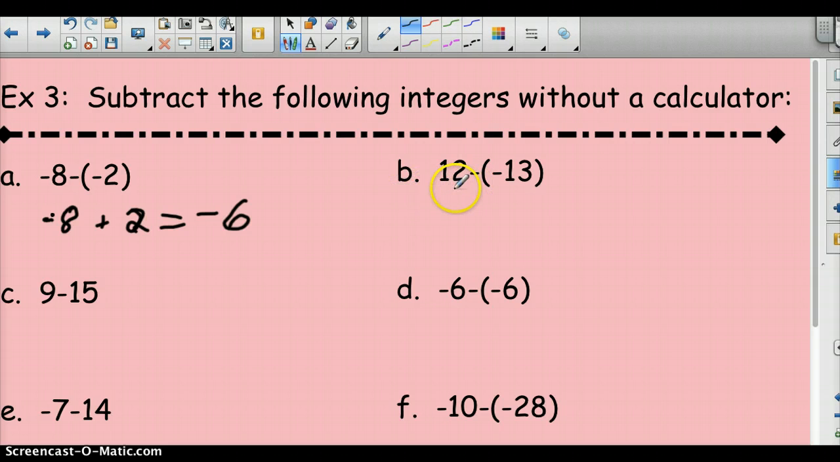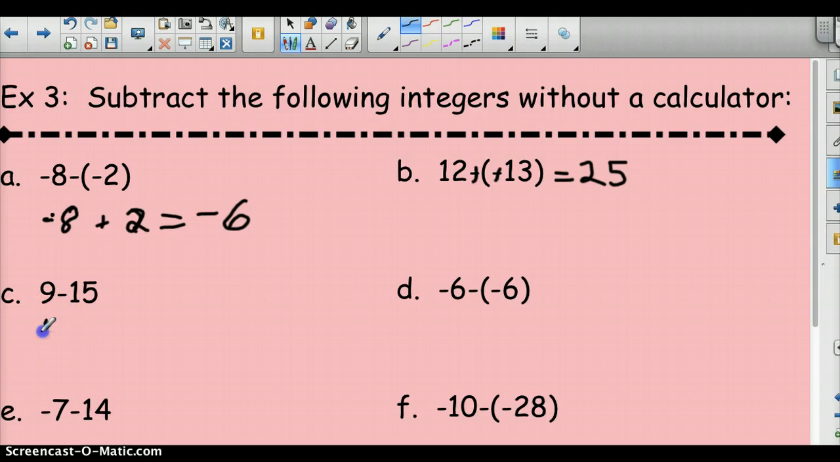Going to play the same game over here on B. I'm going to change the subtraction sign to addition. So that turns to addition. And I'm going to change the sign of the second one. So it ends up just 12 plus 13. That's just an addition problem. 12 plus 13. Two positives had to be a bigger positive. I've got 25.